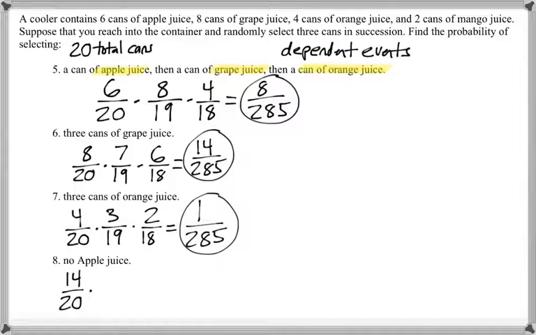And then for the second can, we have a 13 out of 19 chance. And then for the third can, we have a 12 out of 18 chance. So if we multiply these together, we get 91 over 285.